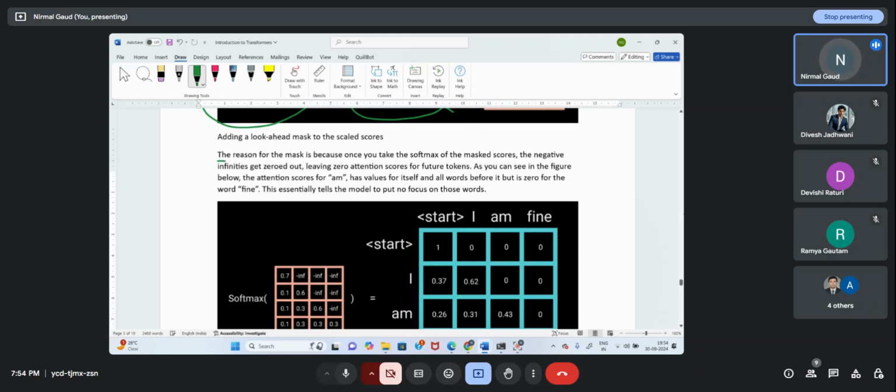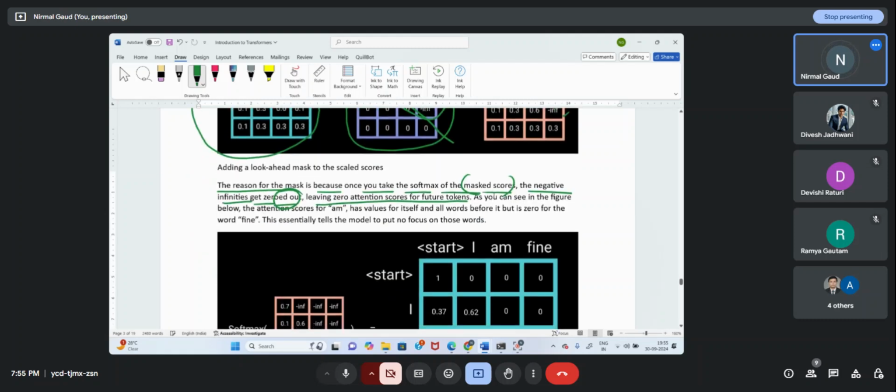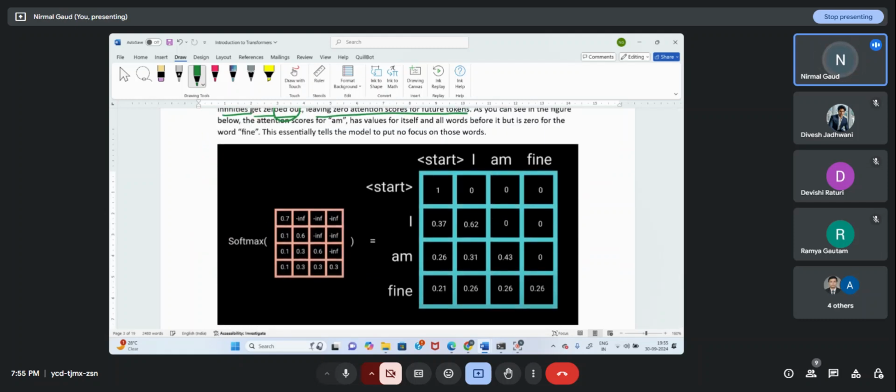The reason for masking is that you need to take the softmax of the masked scores. The negative infinity becomes 0, leaving 0 attention score for the future token. So if you put this mask into the softmax, the next will be 0. Okay, fine.